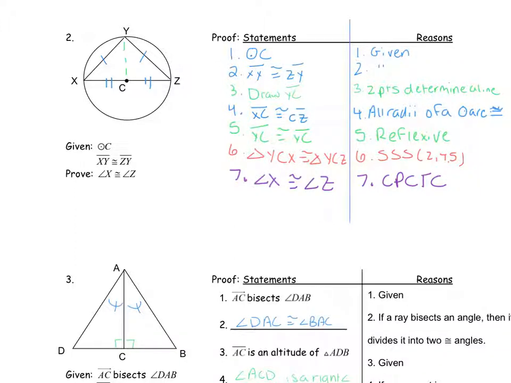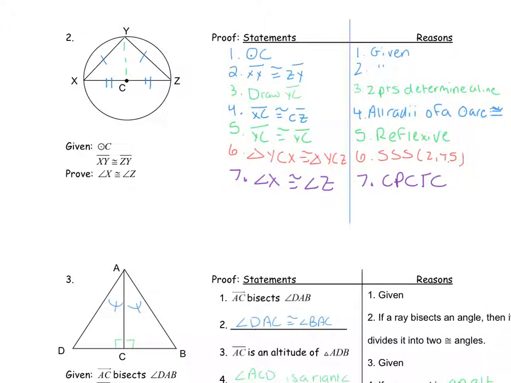Okay, now if you look at the reason, this one is not completely filled out for us, so we need to say if a segment is an altitude, because that's what we knew in the step before, then it forms right angles with the side to which it is drawn. Again, it's a little bit longer reason than we've used to lately. We've been a little bit spoiled, but you can handle it.